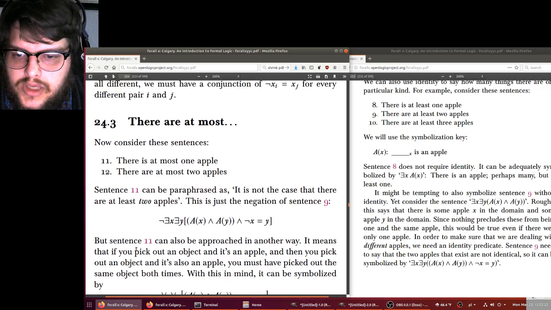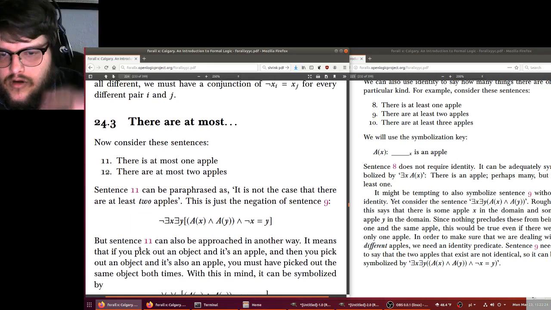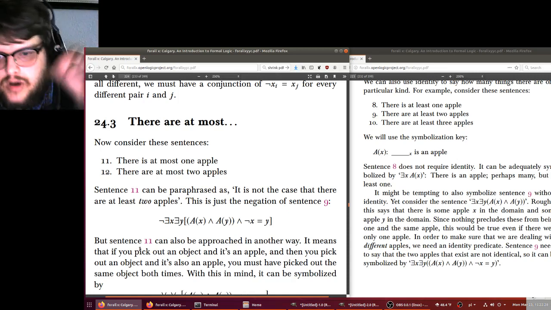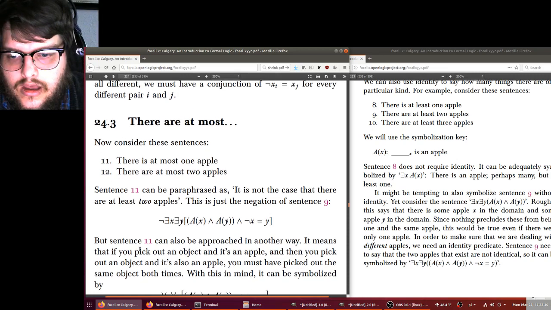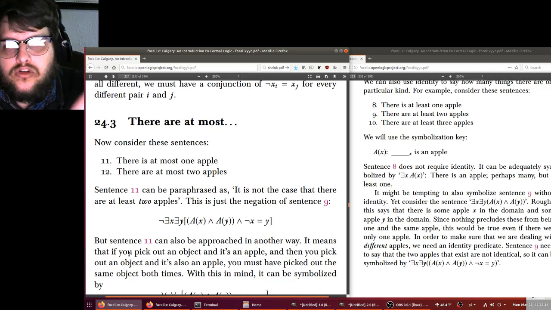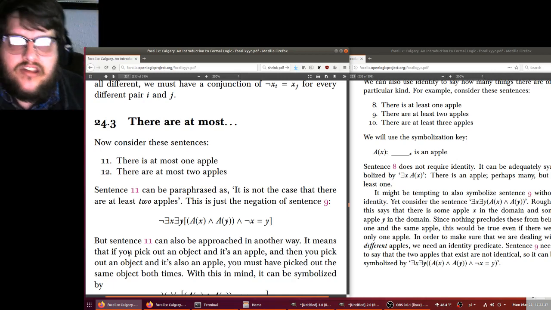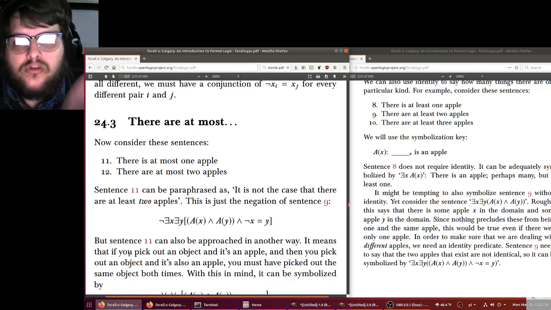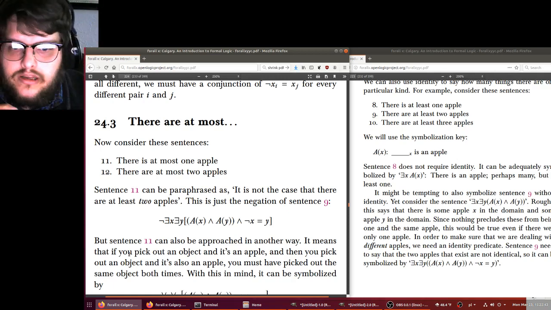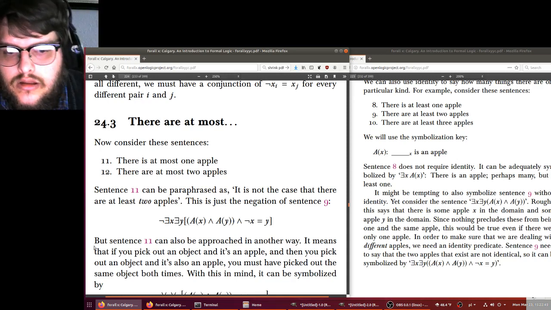It means you pick out an object, it's an apple. You pick out another object, and it's an apple. Then the only way you can do that is if you pick the same object twice. Okay. So when we're picking things out with the quantifiers, it's not like you're reaching into a bag and now it's not accessible anymore. It's more like you reach into a bag and you look at it, you make the predicate work, and then you put it back, and then you reach in again. Okay.